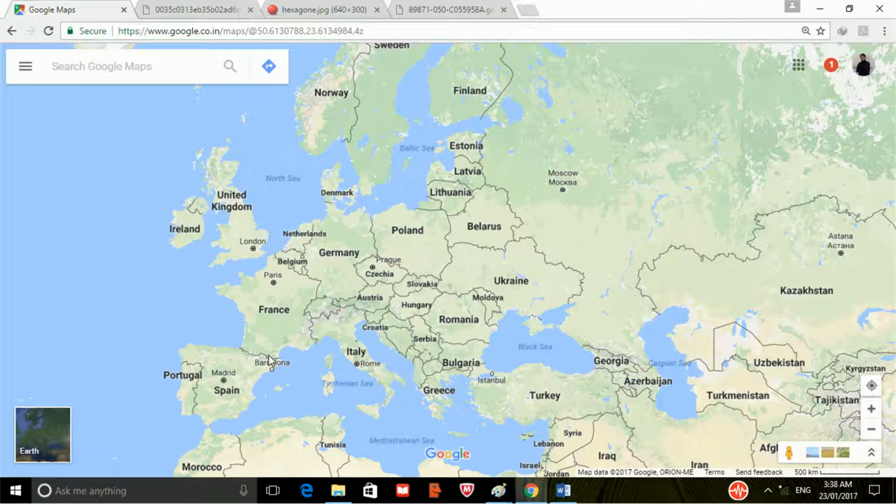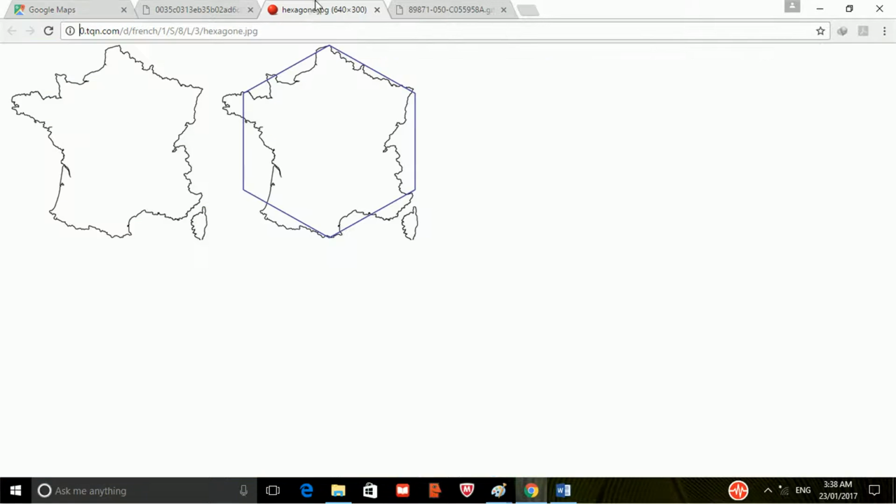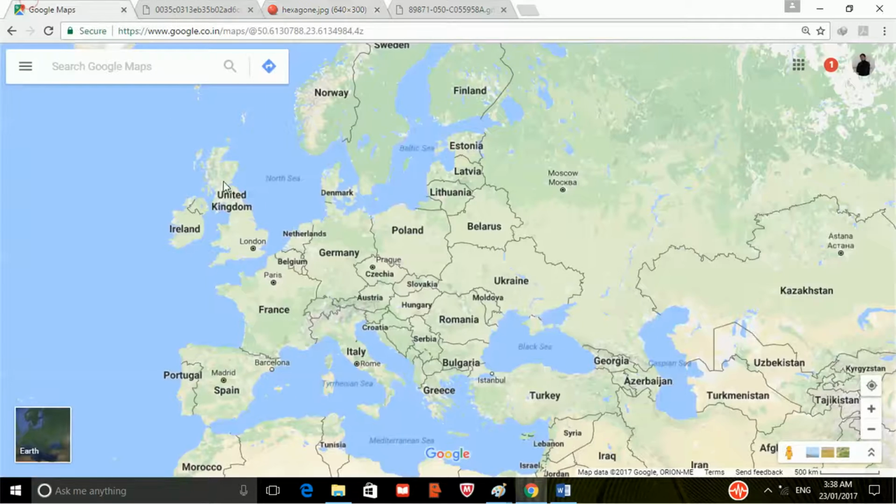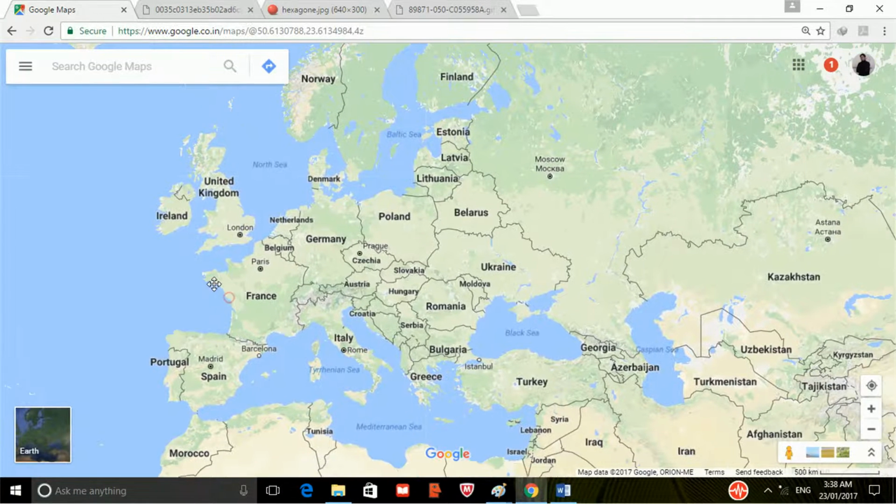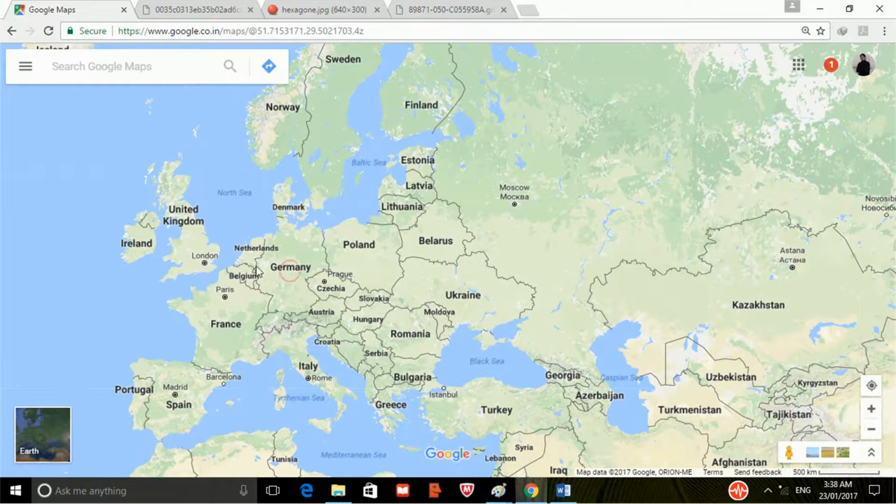Then we have France. France is also called the hexagon. Yes, and you see the reason why? It actually looks like a hexagon. France is also the most visited country in the world, and approximately 85 million people visit France every year.